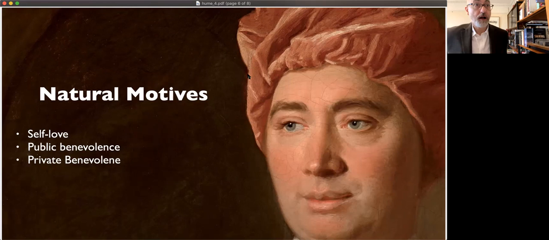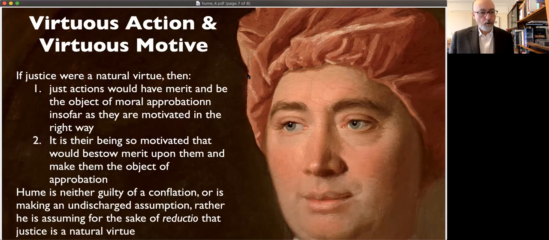Finally, we've got private benevolence. That's a natural concern for the interests of another person. Private benevolence couldn't be the motive for just action. A person can be motivated to act justly, even though they feel no benevolence towards the relevant party that's concerned. So for example, a person lacks any concern for the interests of an enemy and yet can be motivated to repay a debt owed to that enemy. At least in this instance, the motive to act justly couldn't be private benevolence.